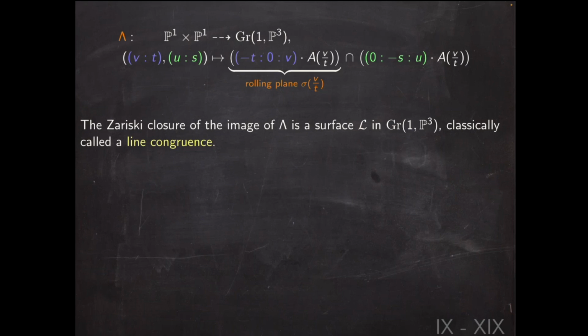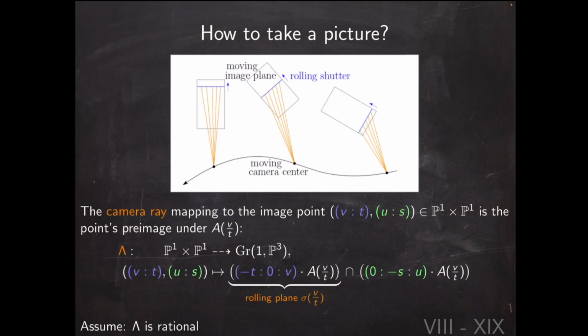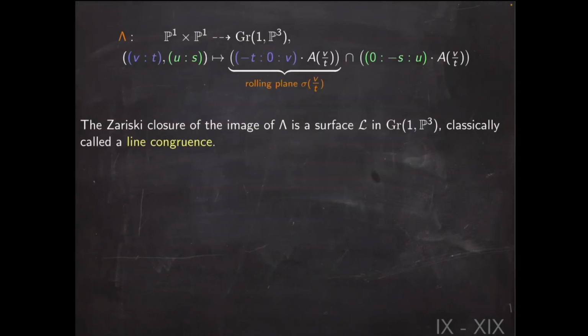Okay, and so I'm always writing L for this line congruence, which is the surface in the Grassmannian, and that is the Zariski closure of the image of this map. So it's the set of all these orange lines. I cannot obviously draw all of them, I'll just draw a finite sample here. But if you think of it, there's a 2-dimensional family of orange lines, and that family is the line congruence.